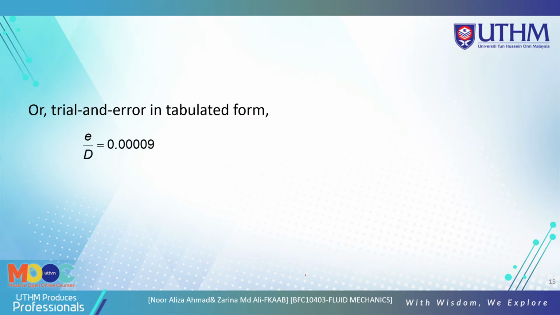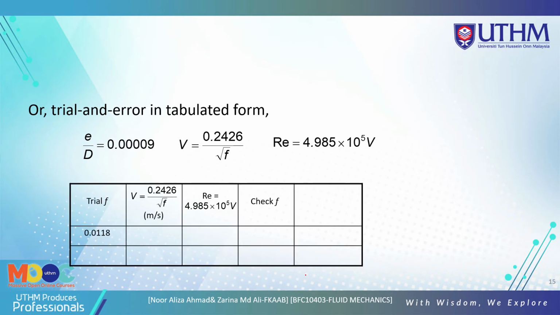For trial and error, we tabulate it. So you get E over D, and we find here. We summarize based on this table. So we summarize the trial f here, and you get the velocity of 2.233, and the Reynolds number here is 1.113 times 10 to the power 6. So check f: 0.0131. It's not the same as the assumed value, sorry.